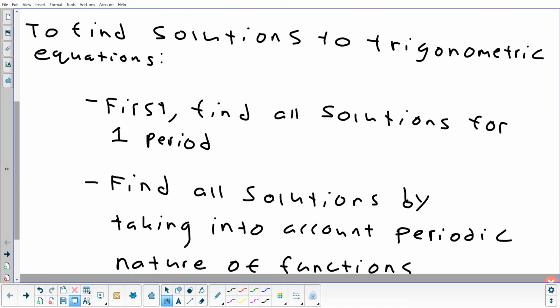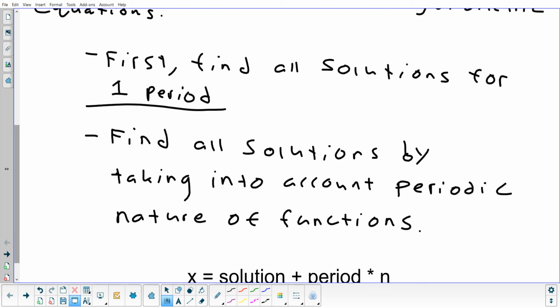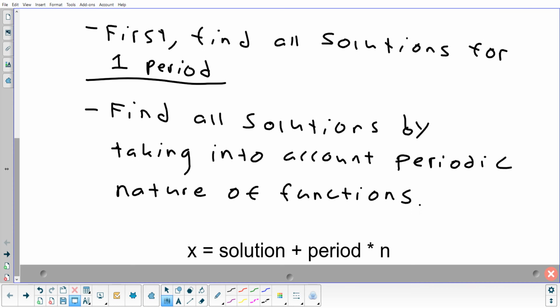Once you find all the solutions in one specific period, then you have to generalize it and tell me, okay, here's two solutions, but how do we represent all solutions? That's where you take into account the period. And you take the solution that you found using the intersect, or the 0, depends on how we do it, and you put plus the period times n. Okay, so that's how you find all solutions. So it's exactly what you did yesterday. There's nothing new here.